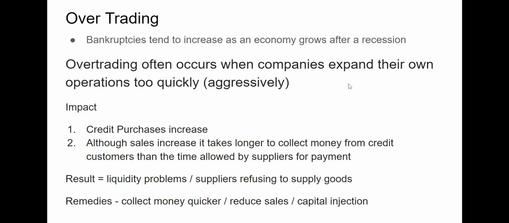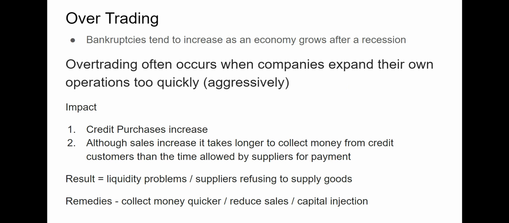First thing I'm going to look at very briefly is overtrading, and something that surprises many people is that bankruptcies tend to increase as an economy grows after a recession. So when you think the danger time's over for a business would be when the economy starts to grow, the real danger time for a business is that next 3 to 6 months.